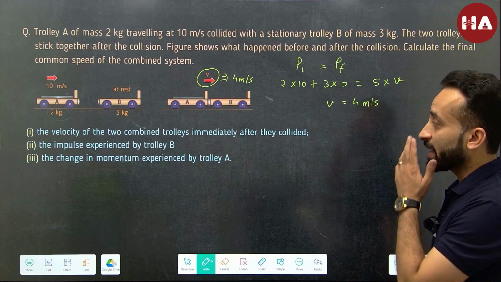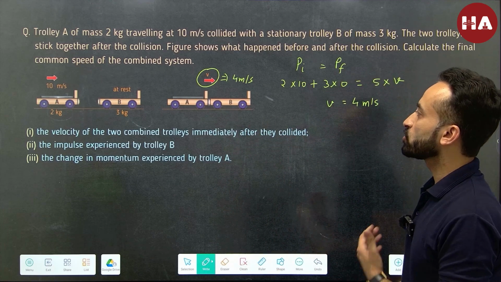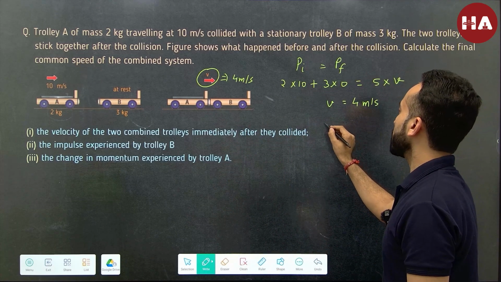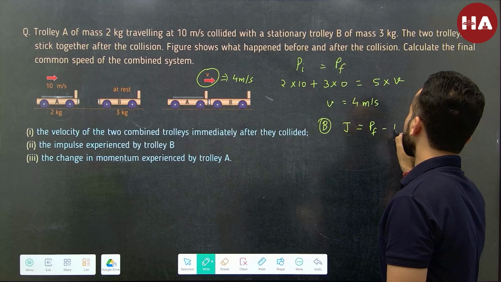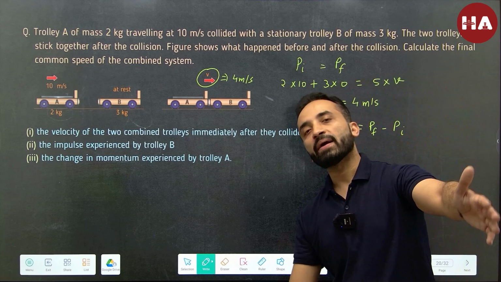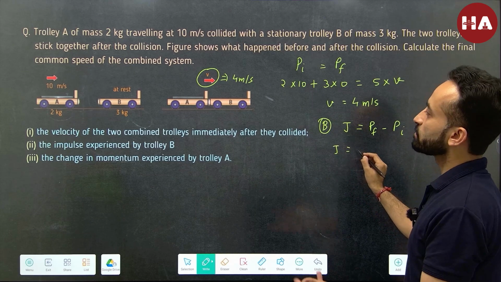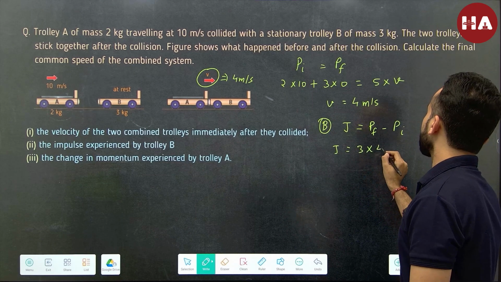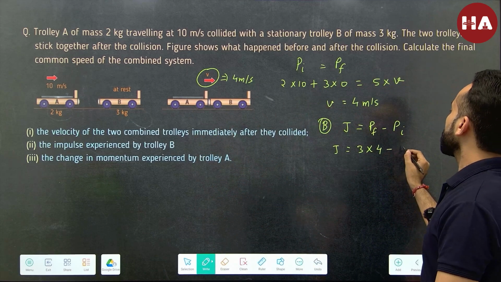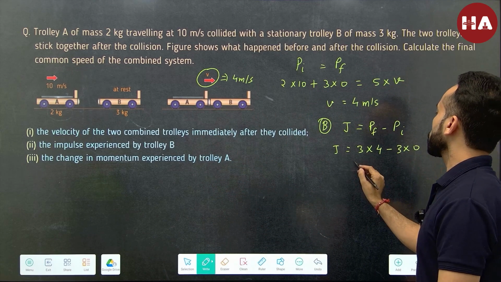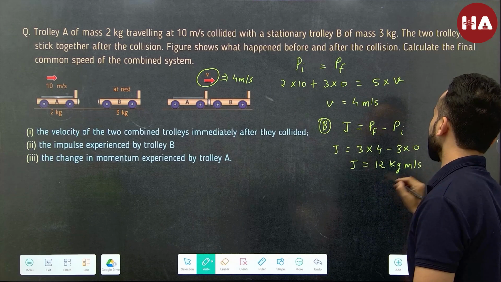The impulse experienced by the trolley B. What impulse would trolley B experience? So for B, let's calculate the impulse, which is nothing but its final momentum minus the initial momentum. What is its final momentum? Its mass is 3 kilograms. Its velocity after collision becomes 4. Initially it was 0. So the impulse is going to be 12 kg meter per second.